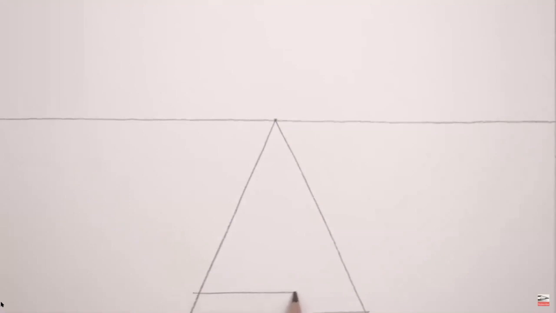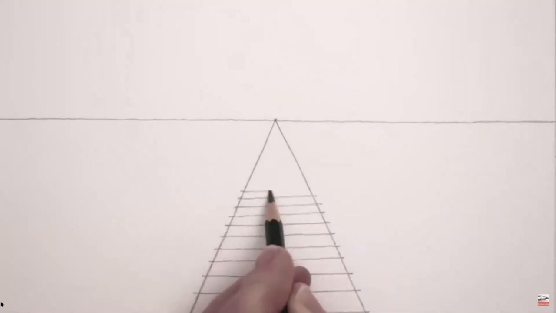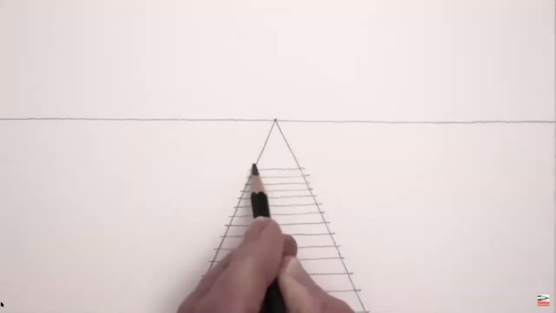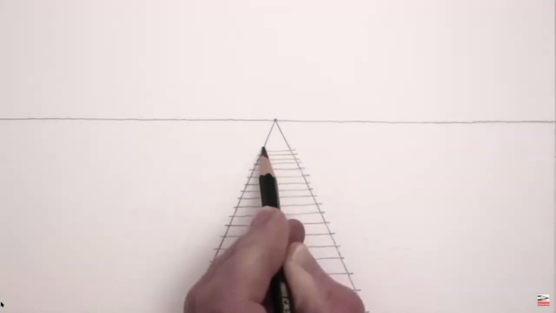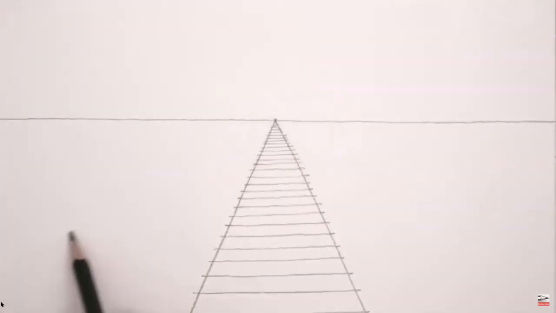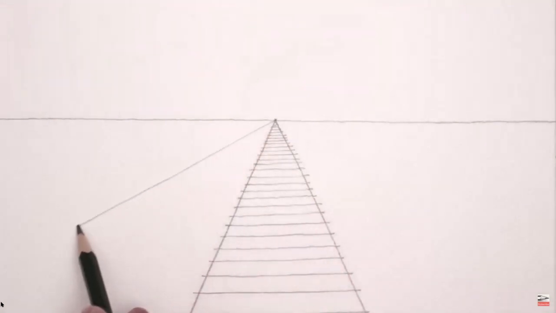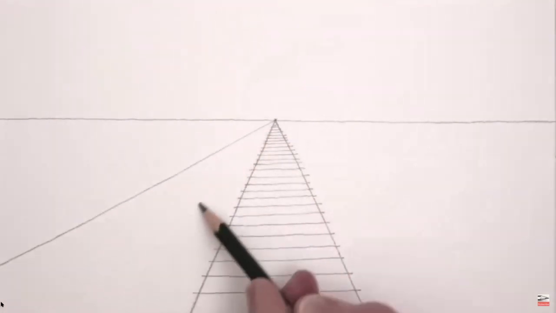To make this into a railway track, draw a series of horizontal lines that get closer together as they go towards the vanishing point. Now draw two more diagonal lines from the vanishing point. This will be a road that is parallel to the railway track that we've just drawn.